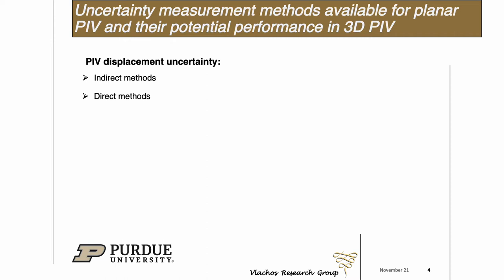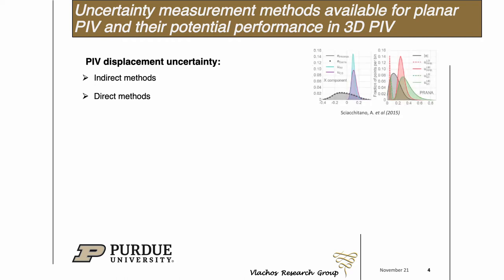We can categorize uncertainty methods into two main groups. Indirect methods predict the displacement uncertainty by calibrating the variation of uncertainty to different parameters. Such calibration is developed from simulated images and may not be sensitive to a specific error source for a given experiment. This has been mentioned also in the literature that direct methods are more sensitive. Direct methods estimate the uncertainty directly based on image or correlation plane. Presently, there are three direct methods available.